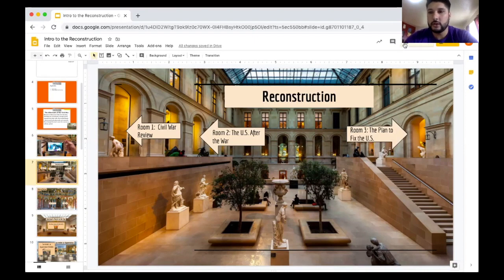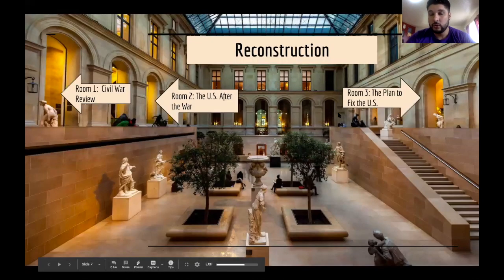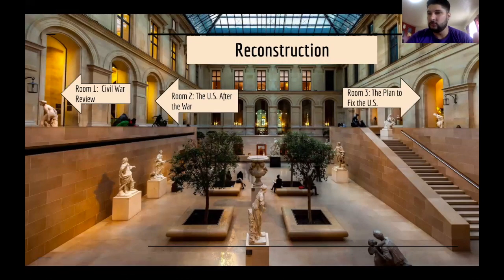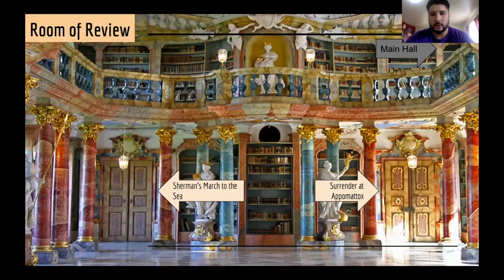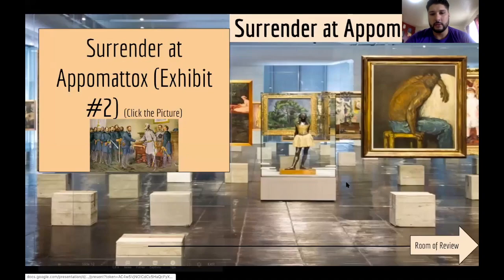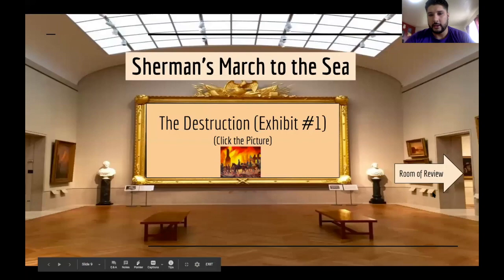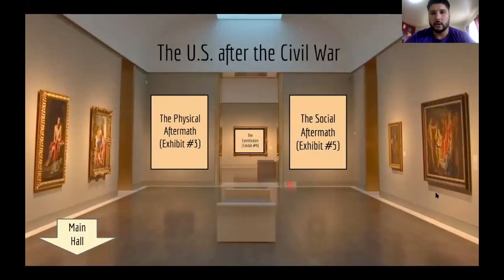So when you're going through this, you're going to be going through it in present mode. What that means is it's very similar to what we did a few weeks back. You can click on the slides. One thing that I do want you to do is make sure that you do the review room first. After you do the review room, read through Sherman's March to the Sea, look at the surrender of Appomattox, and then go on to the next slide.